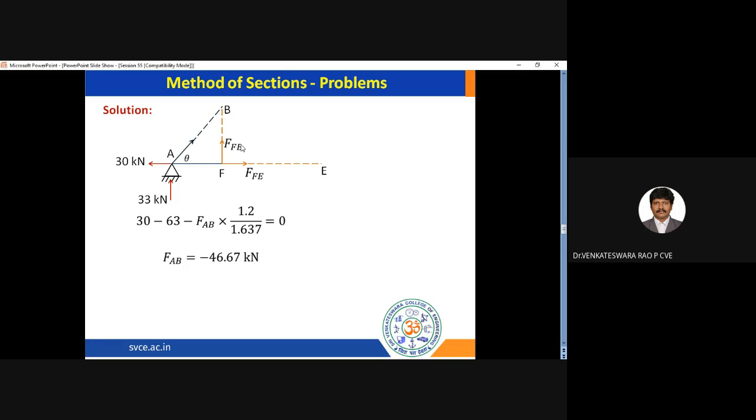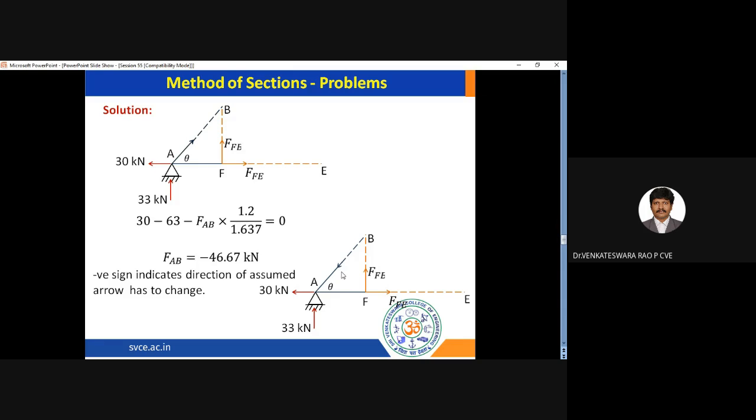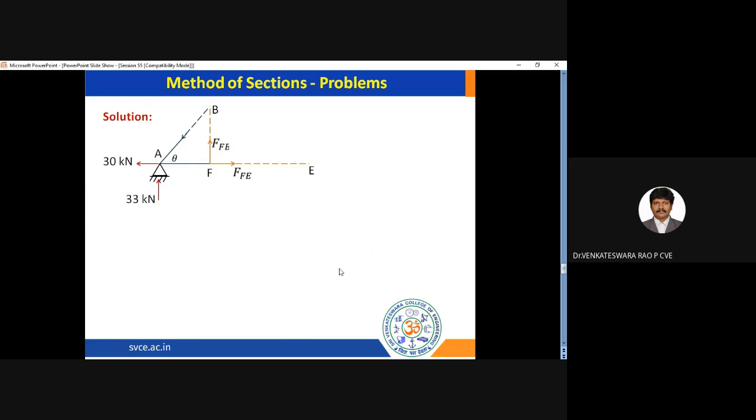So here you see, I got a negative value, which means my assumption of the arrow is wrong, and we are supposed to change that arrow. So now you can see the downward arrow, I have changed it to a downward arrow because of the negative sign. See this picture. Once you change that arrow, now you can proceed. So FAB is now a positive value after changing this arrow direction. Okay, once after getting this FAB, now you can take sigma V equal to 0.